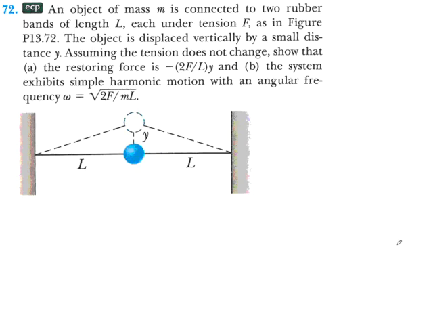Assume the tension does not change, show the restoring force is that, and the system exhibits simple harmonic motion with an angular frequency of that. All right, so doing this one. First of all, we'll assume the restoring force is here. We need to break that into its vertical and horizontal components. Yes, I realize there's also a force over here. I guess I could draw it in real quick. That's going to be equal and opposite.